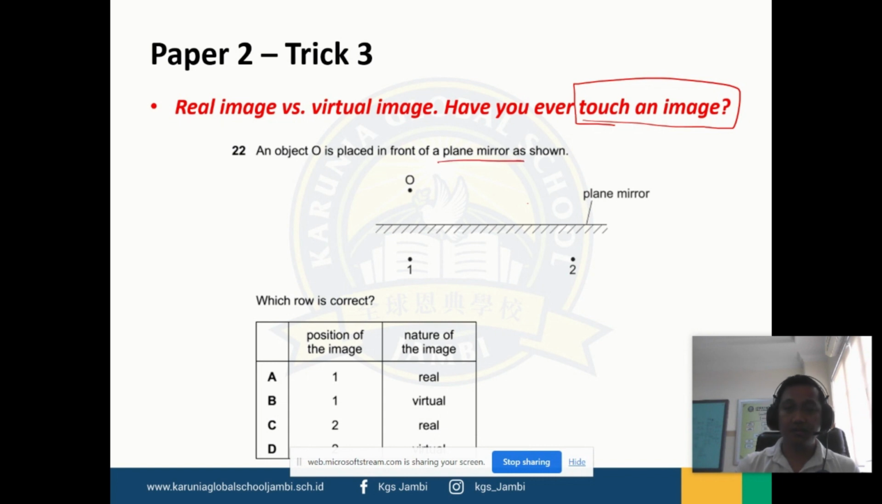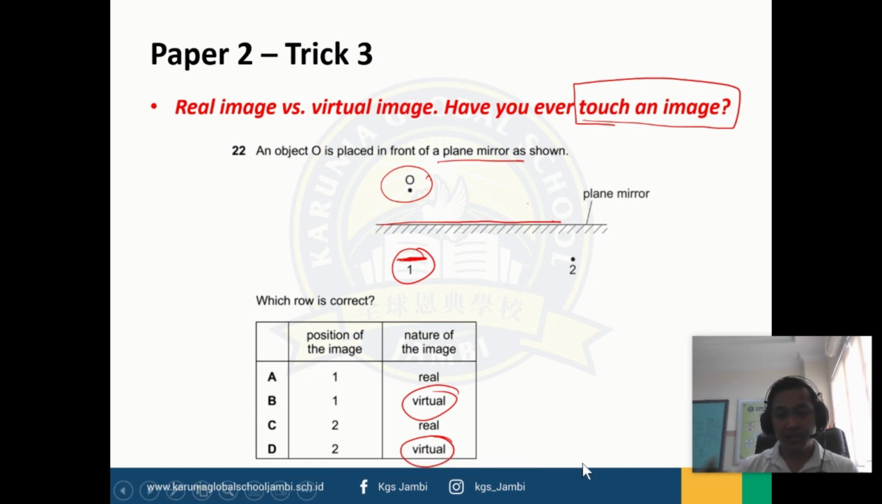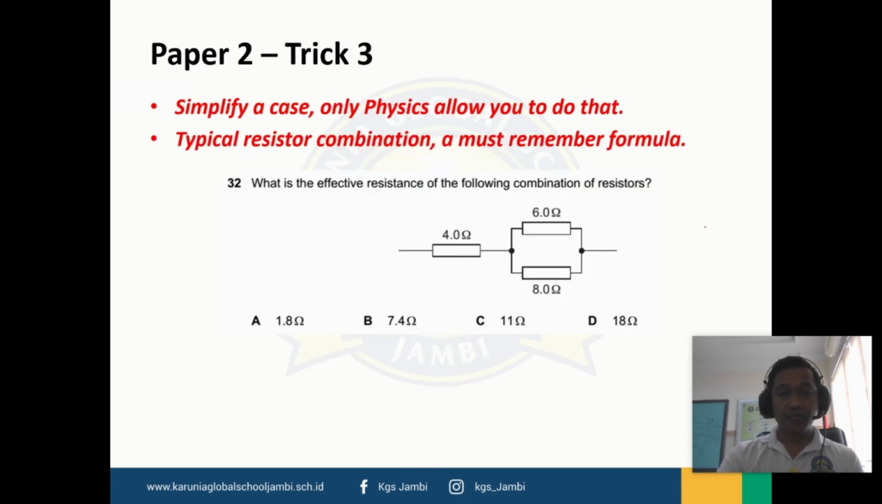In this question, this is a plane mirror. We know if we stand in front of a plane mirror like this, there's an image behind it. If you put some paper behind the mirror, you will not get any image, remember? So that image cannot be touched. That image is virtual. Remember that one. Which row is correct? Position of the image, of course. I think I don't need to teach you this. You must be aware that the position should be 1.